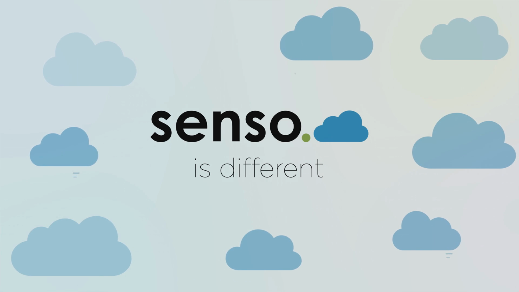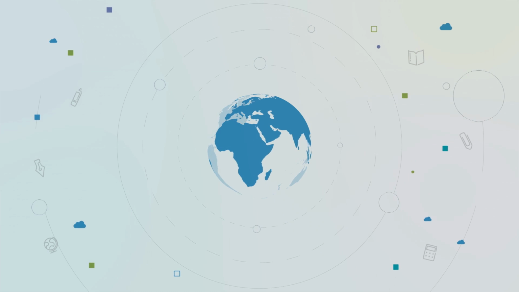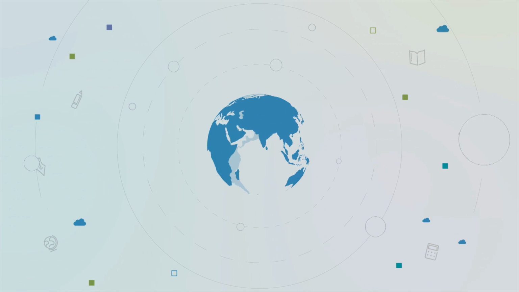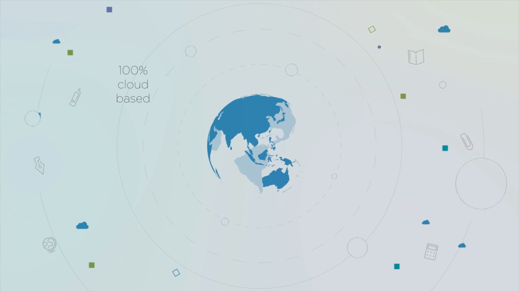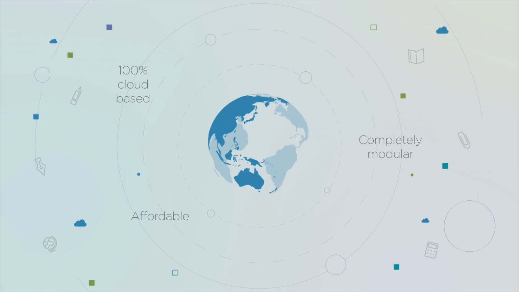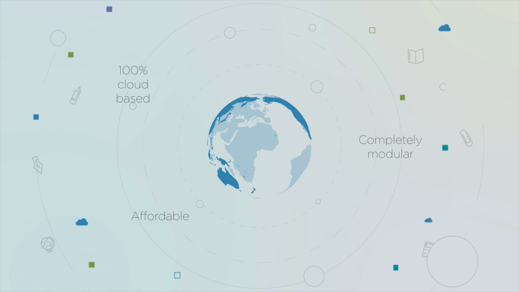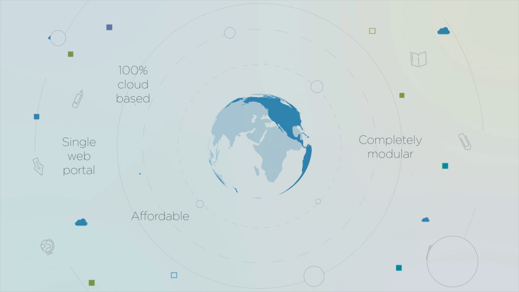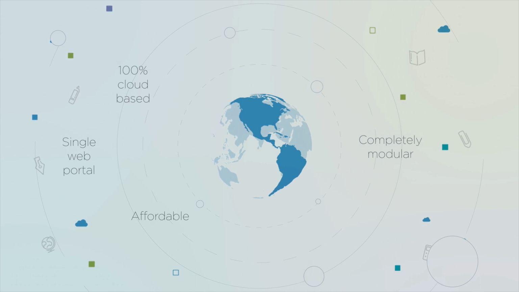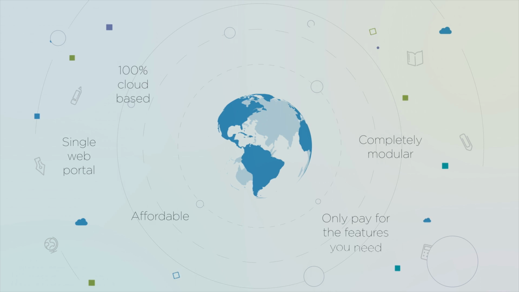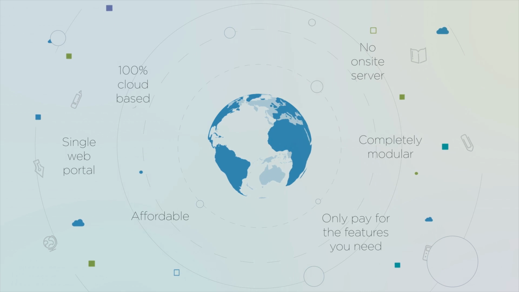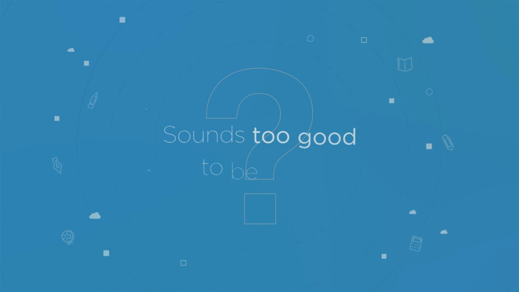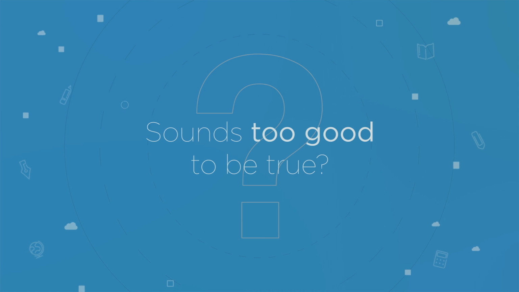Senso.cloud is different. Meet the next generation of network and classroom management software that's cloud-based, completely modular, and affordable, allowing you to manage computers in one or more schools from a single web portal with unparalleled flexibility to choose the features you need without the hassle or cost of an on-premises server. Sounds too good to be true? Well, let us tell you more.